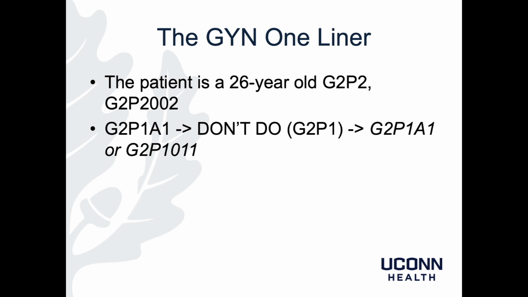What's better is after that, you can either do G2P1A1 or really the preferred, the longhand, G2P1011. So what would follow this would be a 26-year-old G2P2002 with a last menstrual period of.